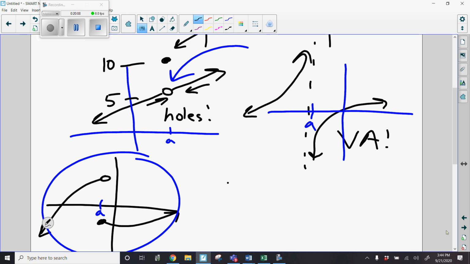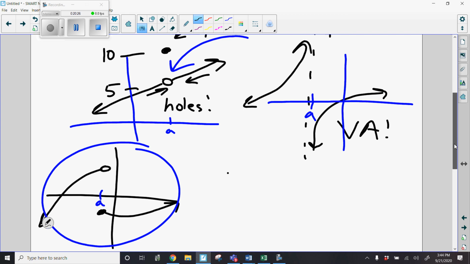So the last thing we can do is that, if this was filled in right here, if it filled in this hole, that would make continuity. What would that say? Well, that would say the limit as x goes to a of f of x is equal to f of a. So that's our third and final step.